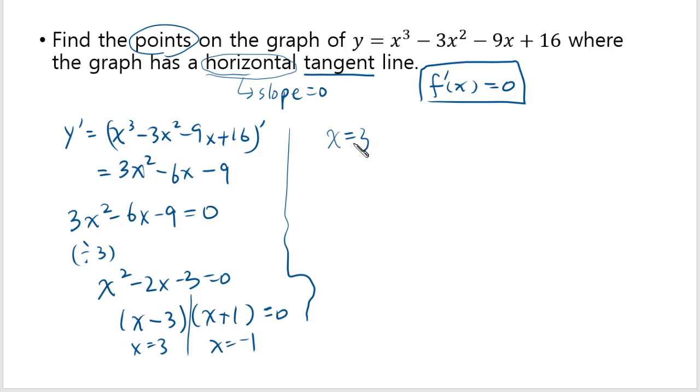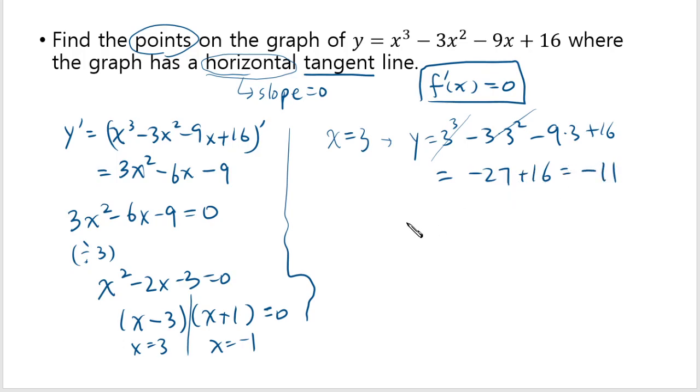So you have to figure out the y-coordinate for each case. So when x is 3, you have y equals 3 cubed minus 3 times 3 squared minus 9 times 3 plus 16. 27, that's also 27, so these two cancel. It's minus 27 plus 16, which is what? 27 minus 16 is 11, and it's a minus 11. And this means that the point 3 comma negative 11 is a point on the graph that has a horizontal tangent line.